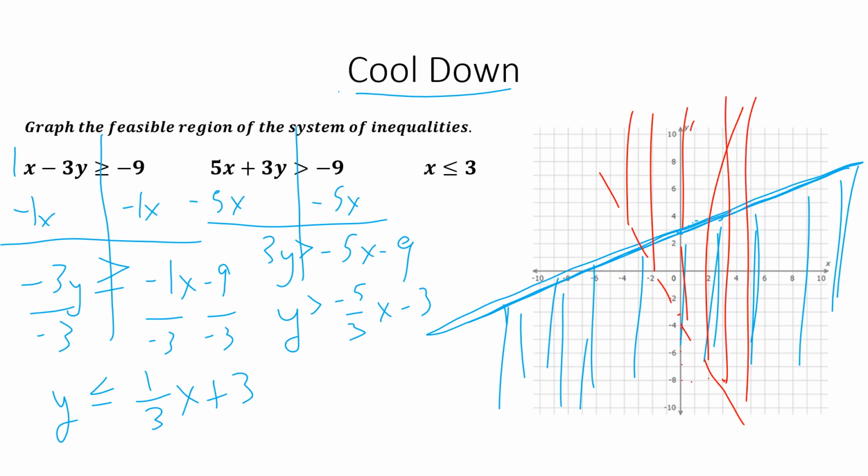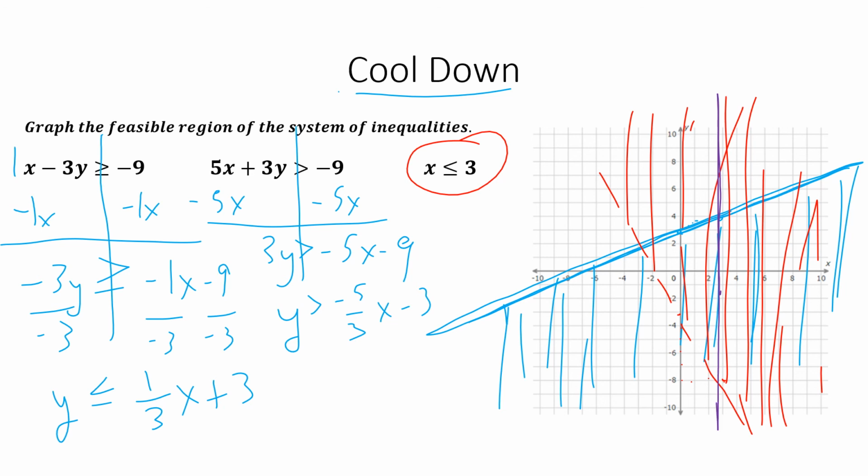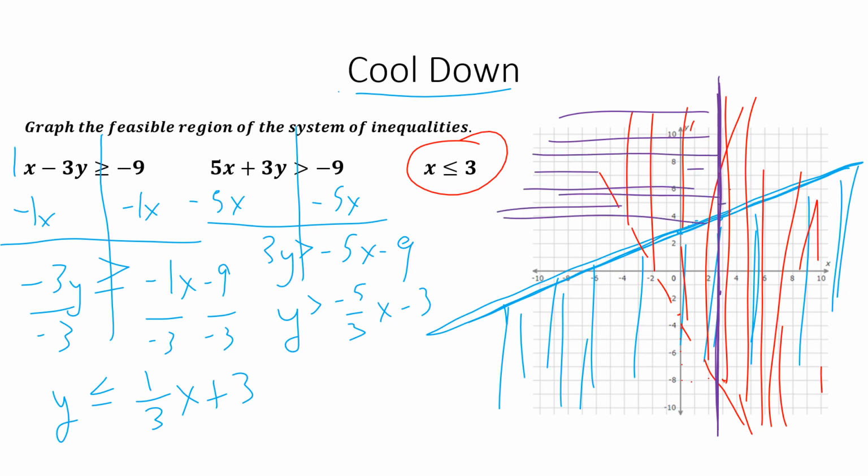My line's going up. So right now I know my answer's got to be out here in this area so far. But the last one is a vertical line. So the vertical line, I just make it, try to make that purple. It's at x equals 3. And I'm shading everything to the left. Now, at this point, you can see I already have overlap in here. So my answer is going to be the place where all three things overlap.